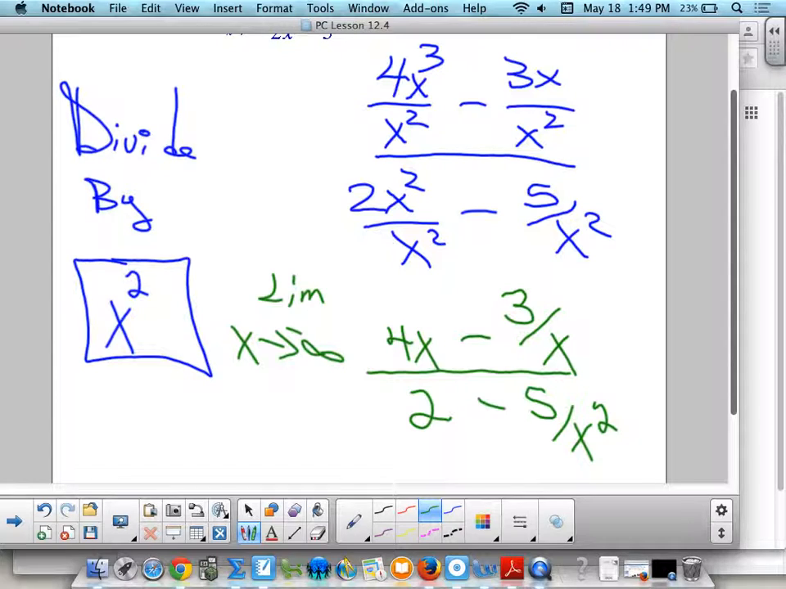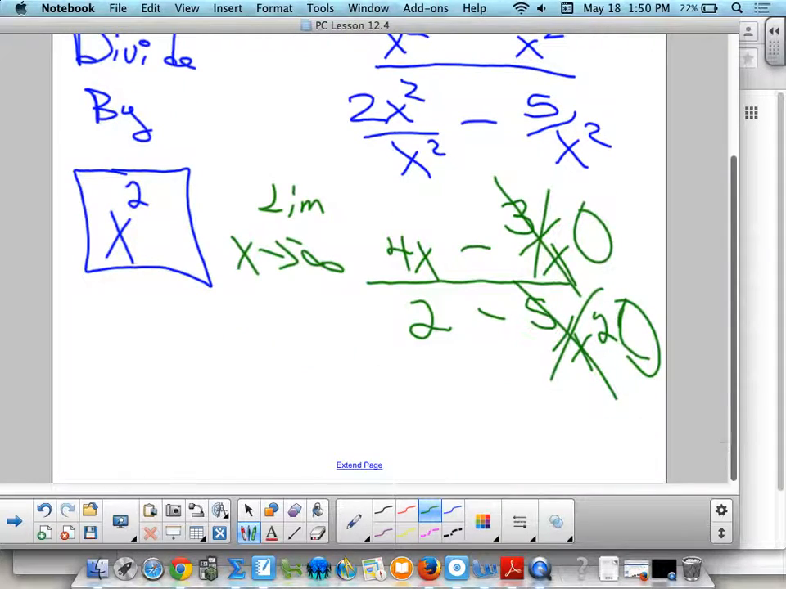As x goes forever that way, negative 10,000, negative 20,000, what does this number become? 0. This one, 0. So really, it says 4x minus 0 over 2 minus 0, which gives me 4x over 2, which makes what? 2x. So what's the limit as x approaches infinity?